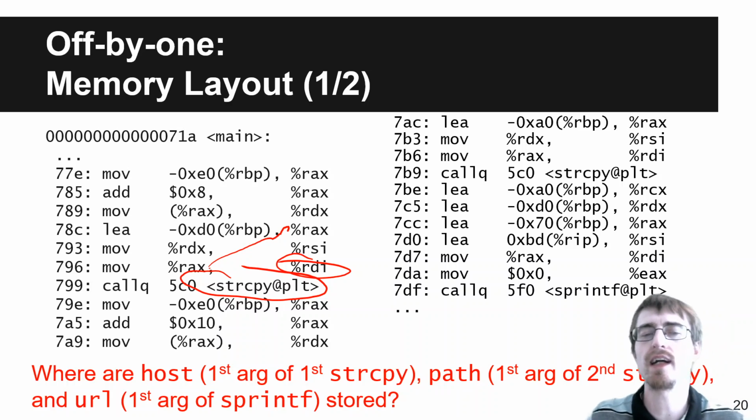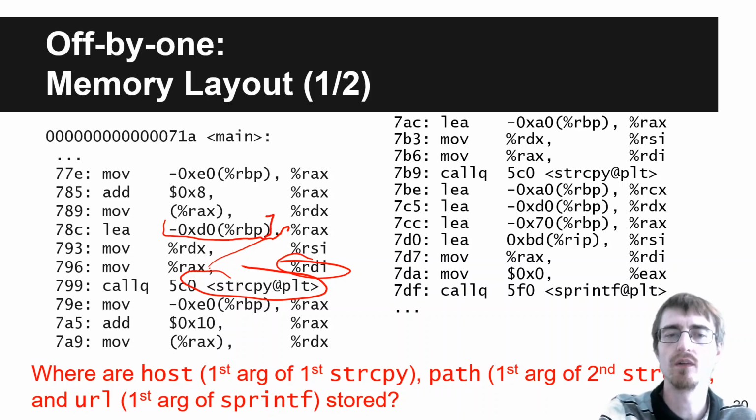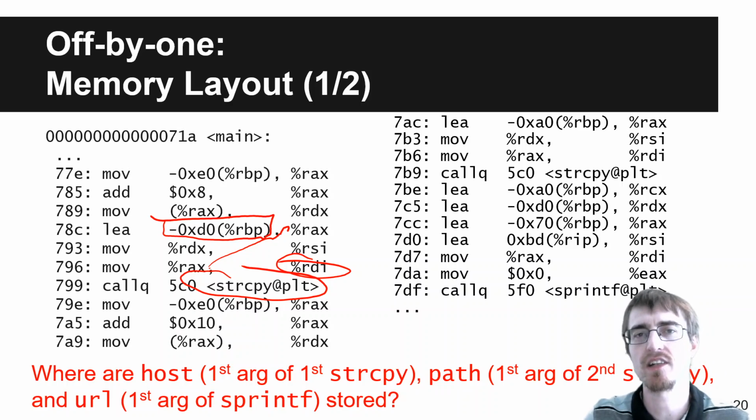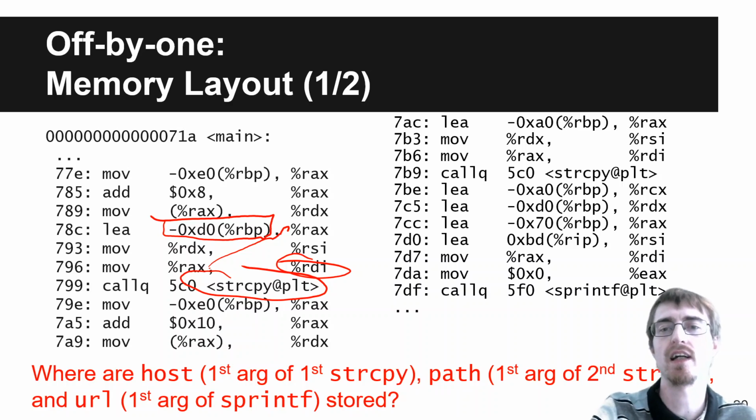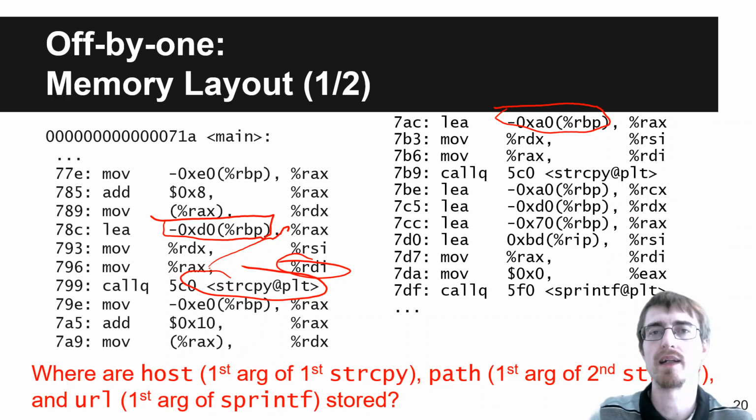The value of RAX is loaded by the lea instruction. Now this is a good indication that we have a pointer to a buffer being loaded. So now we know that this is the location in the stack frame where the host buffer is stored. Now we can do the same for the path, and in this case we find very easily that here we have RBP minus hexadecimal A0.